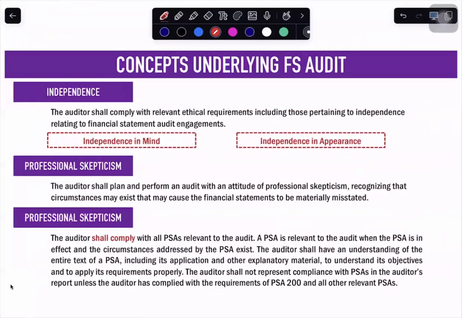Last item on this slide or PowerPoint, concepts underlying financial statement audit. First, independence. We said earlier that we check the independence of the auditor as a precondition of audit. That is either independence in mind or independence in appearance or in fact. We also have professional skepticism, that the auditor shall plan and perform an audit with an attitude of professional skepticism. So this is more of a questioning mind.